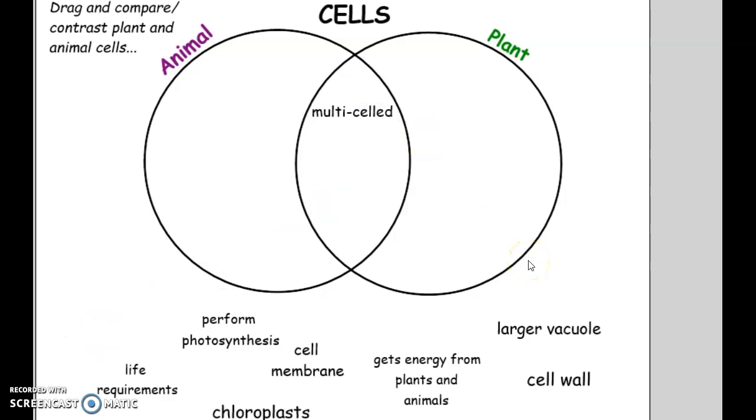We know that both kinds of cells have life requirements, so both require or need food and water in order to function and to help whatever aspect of the animal or the plant live or survive. We know that both of them have something called a cell membrane, which holds in the cytoplasm and all the rest of the organelles of a cell.